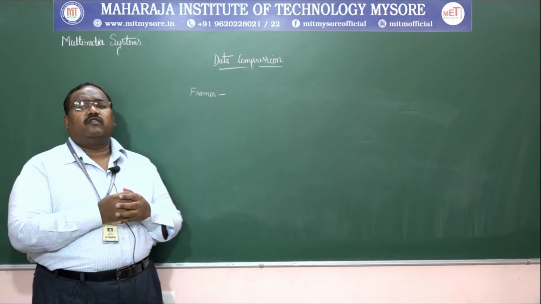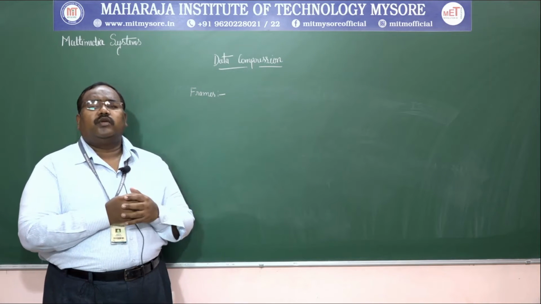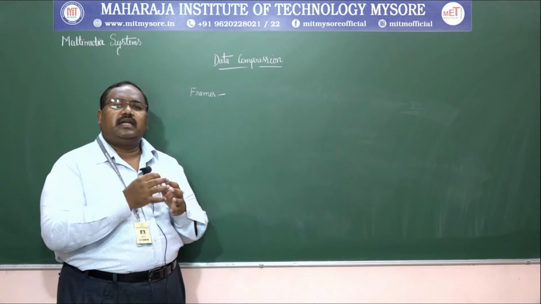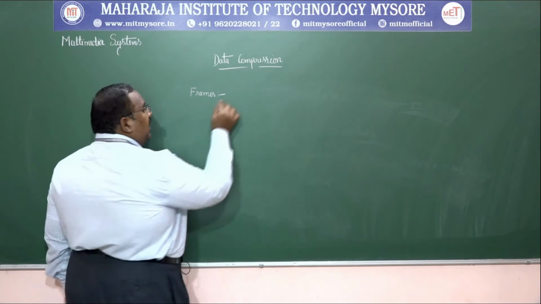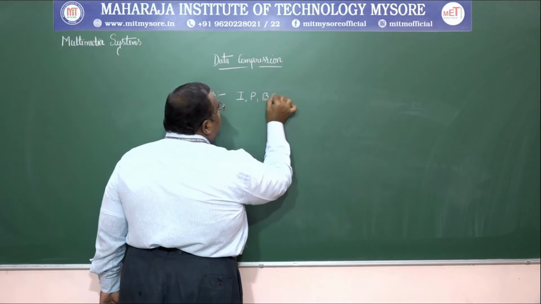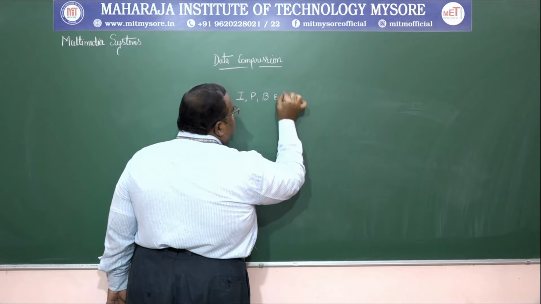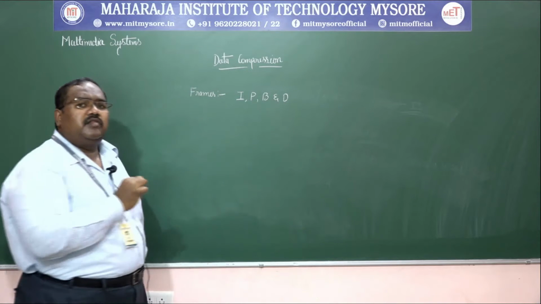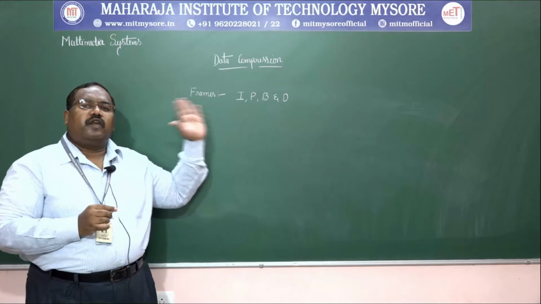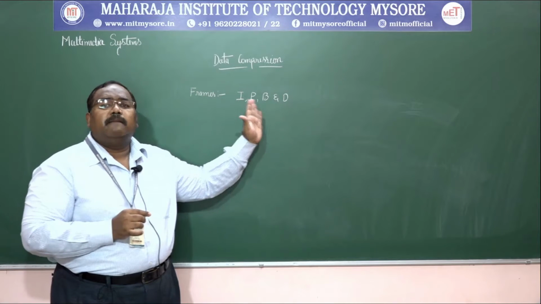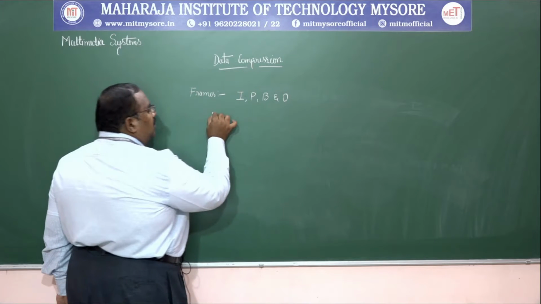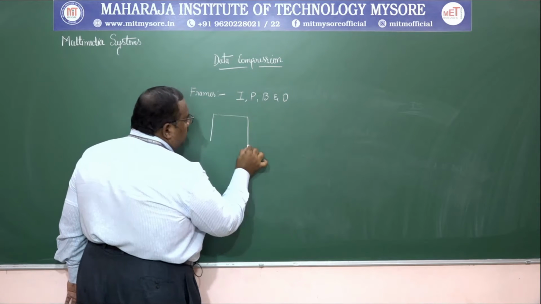So how many types of frames are there? When I talk about frames, we need to look into the four main types of frames. One is the I, P, B, and to some extent the D also. There are three main types plus one more, the fourth one, that is the I, B, P and D frames. We need to look into it. Let us look into that with the help of a diagram.